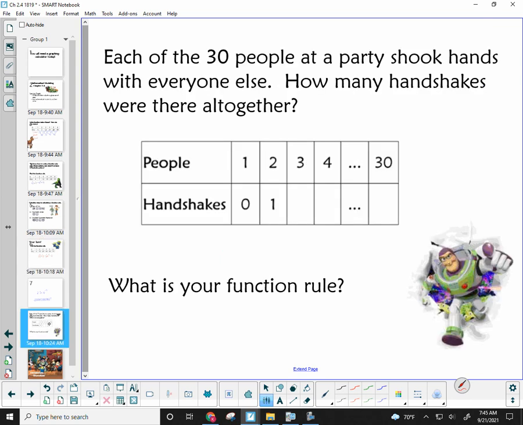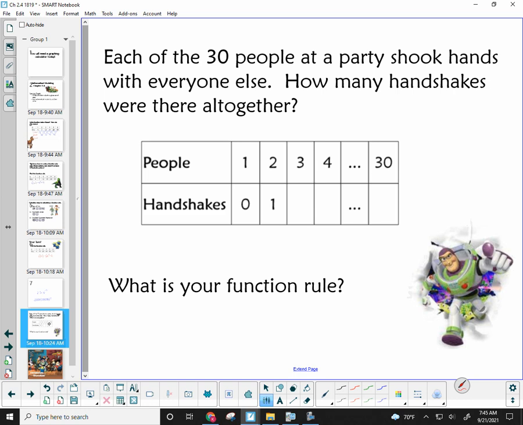Great, so this is what we're going to do next. This is typically how you see quadratic regression used in geometry at this point. You try to apply it to something else. We usually do it with figures, but here's an example as well. Each of the 30 people at a party shook hands with everyone else. So how many handshakes were there all together? Prior to COVID, we'd all be shaking hands here, but we're going to pretend this year.